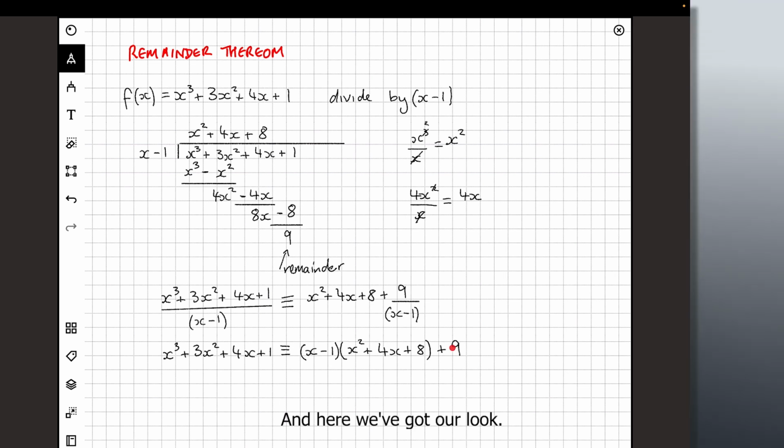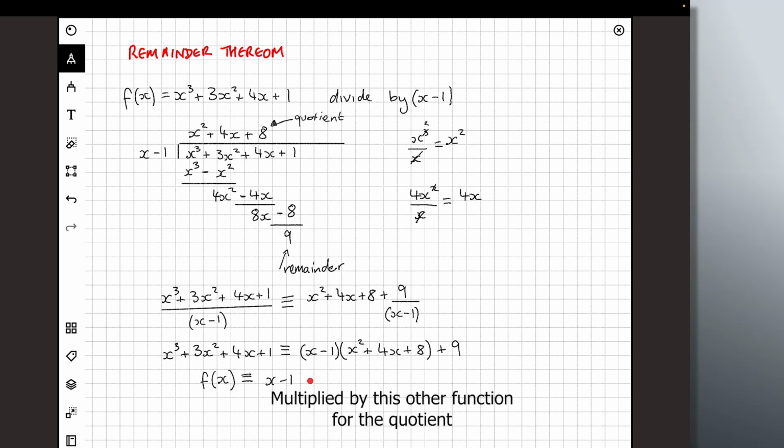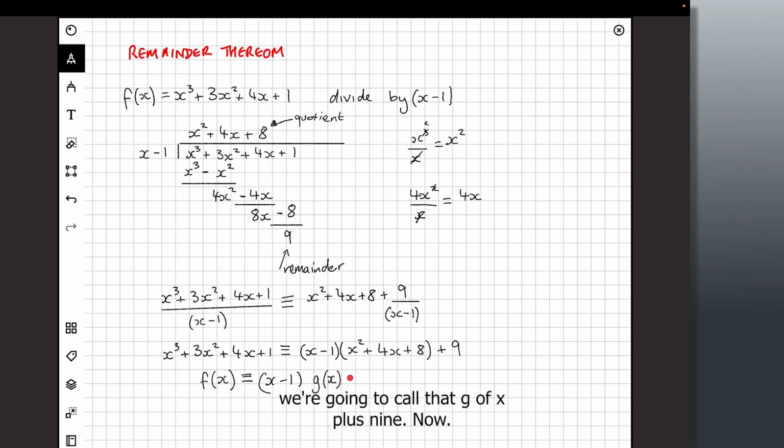And here, remember, this is the quotient. This is the answer we get when we divide. It's also called the quotient. We've got our remainder here, what we said. And so we've got some function f of x is the same as x minus 1 multiplied by this other function, the quotient. We're going to call that g of x, plus 9.